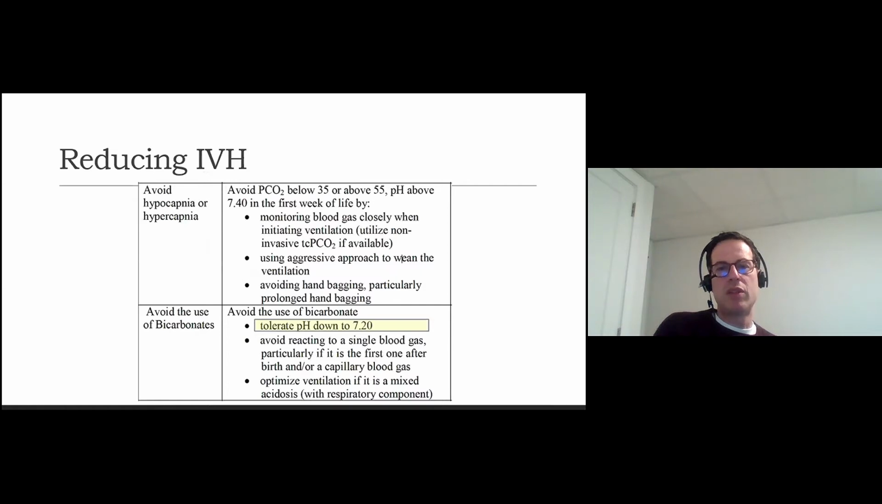So what are the things that we can do to reduce IVH? Well, one of the things that I think most of us already do is trying to avoid both hypocarbia and hypercarbia, as this can have effects on the arterial perfusion of the brain, either vasoconstriction or vasodilation. Tolerating pHs down to 7.20 and avoiding the use of bicarb. This is something that I think has been an evolution. When I was training 20-something years ago, we were using a pH of 7.25. This has gradually moved down to 7.2. And what that does is allows you to use less aggressive ventilation.